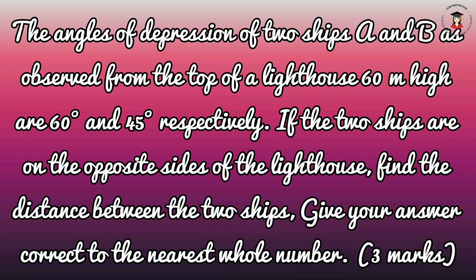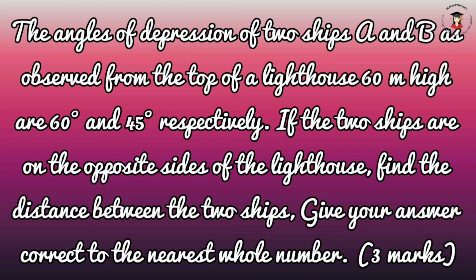Now let us move on to the fifth question. The angle of depression of two ships, A and B, as observed from the top of a lighthouse 60 meter high, are 60 degree and 45 degree respectively. If the two ships are on the opposite sides of the lighthouse, find the distance between the two ships. Give your answer correct to the nearest whole number.